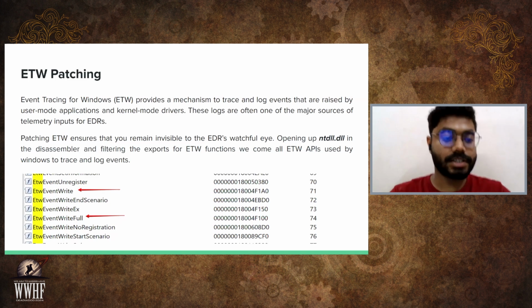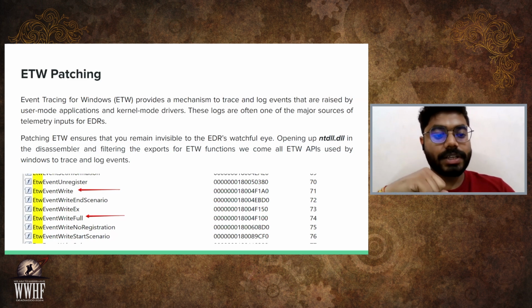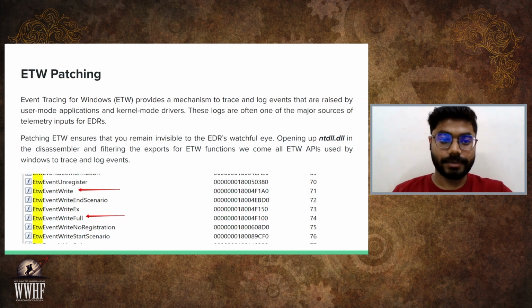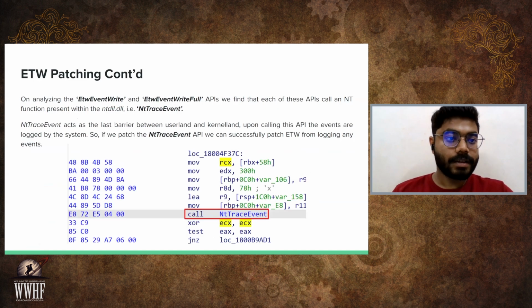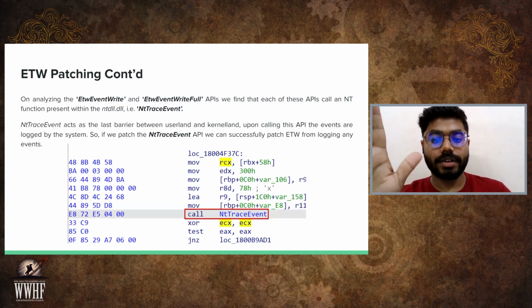If we see these screenshots of NTDLL below on the screen, you can find two APIs, EtwEventWrite and EtwEventWriteFull. These are the APIs used for registering the event into the Event Viewer. After further analysis, we found out that both of these APIs at last call the NtTraceEvent API, which is the API at the last level of NTDLL. So if we patch this particular API, we can patch the whole ETW.